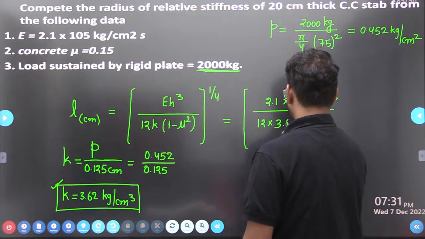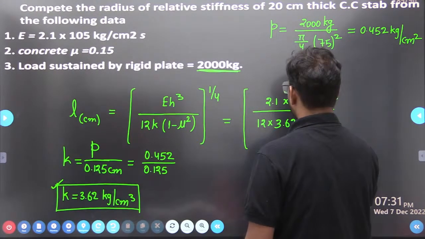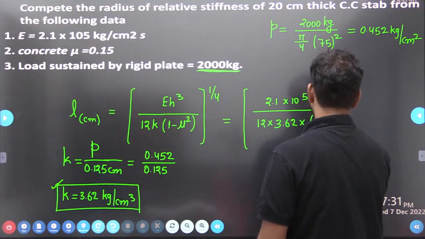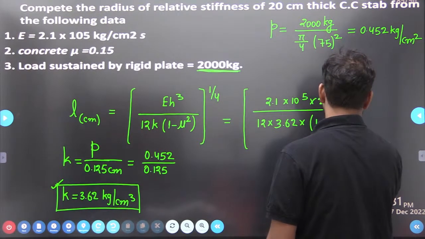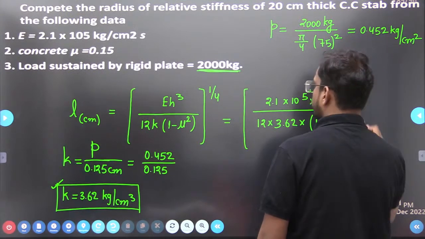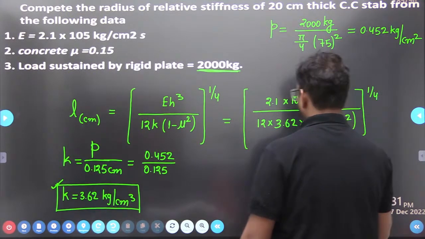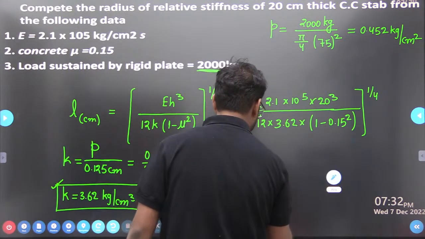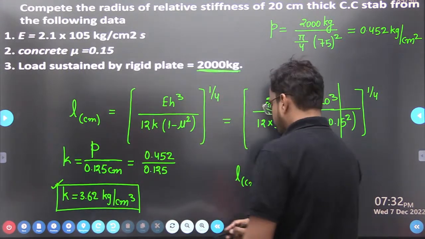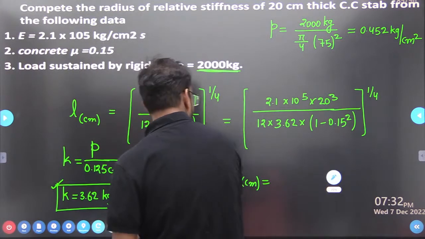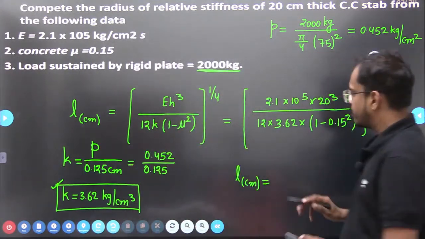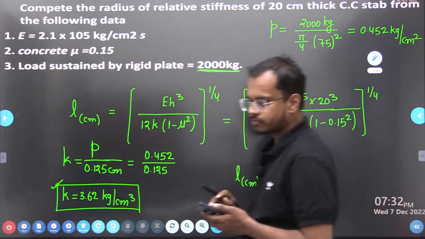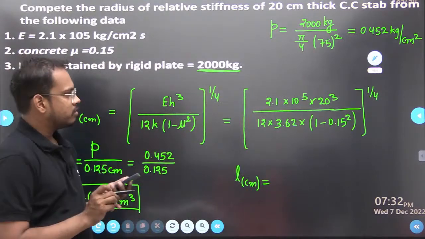So this is 3.62 multiplied by 1 minus mu square. Poisson's ratio is already given, 0.15 square, whole raised to power 1 by 4. Now you can calculate the value of radius of relative stiffness in centimeter. Anybody interested to calculate the value of relative stiffness? What will be the value? Anybody else? What will be the correct value?